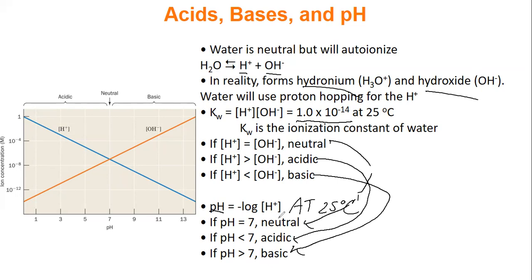Also, one cool thing that people don't really think about: pH doesn't just go from 1 to 14. pH goes from minus infinity to infinity because it's just minus log of a concentration. But most of the time, we only care about pHs between 1 and 14. So that's your little fun fact for the day. You can have negative pHs. If you have a pure concentration of acid, that's going to have a negative pH.